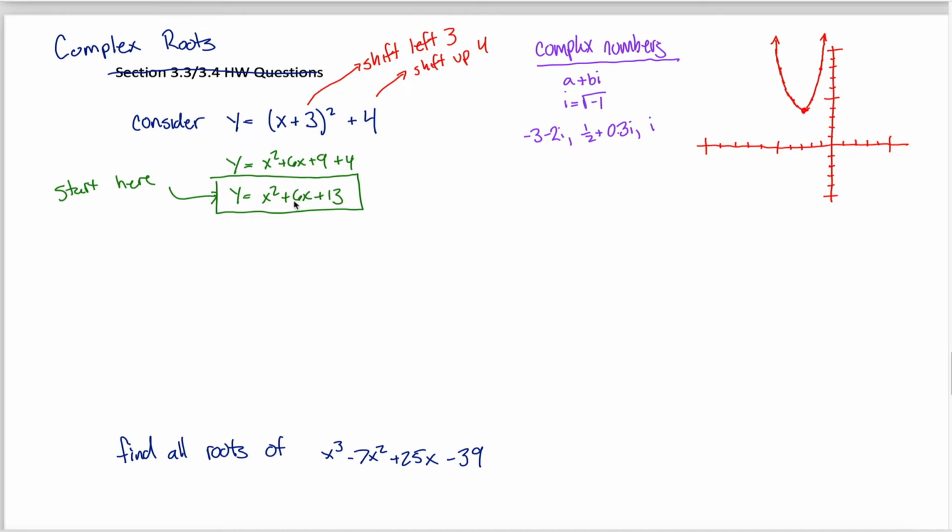So if you started here and you're trying to figure out the roots, what would you do? Well, it's tempting to use the methods of this section and look for all the possible rational roots by taking the factors of 13 and dividing it by the factors of 1.